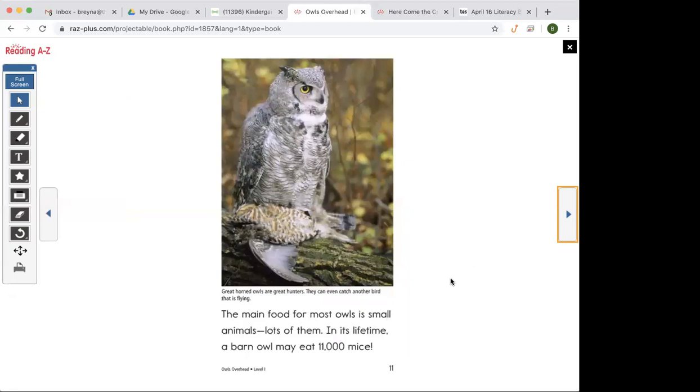The main food for owls is small animals, lots of them. In a lifetime, a barn owl may eat 11,000 mice. That's a lot. This caption says, great horned owls are great hunters. They can even catch another bird that is flying.